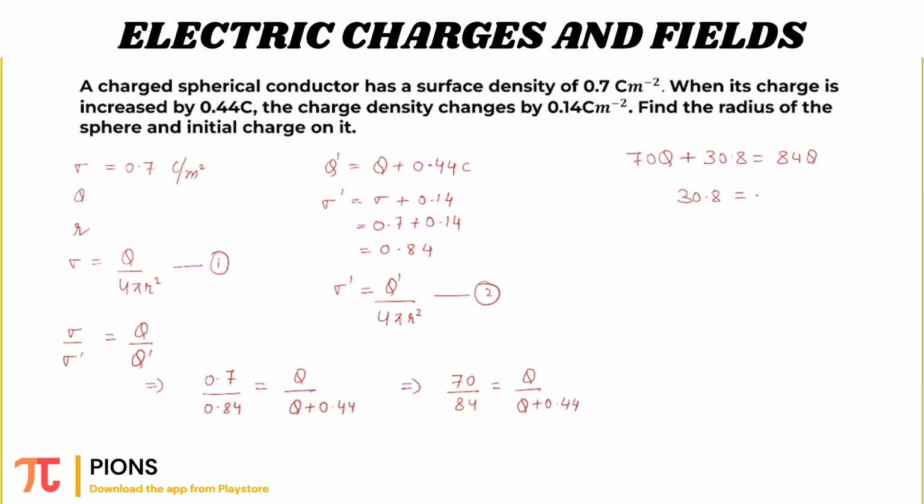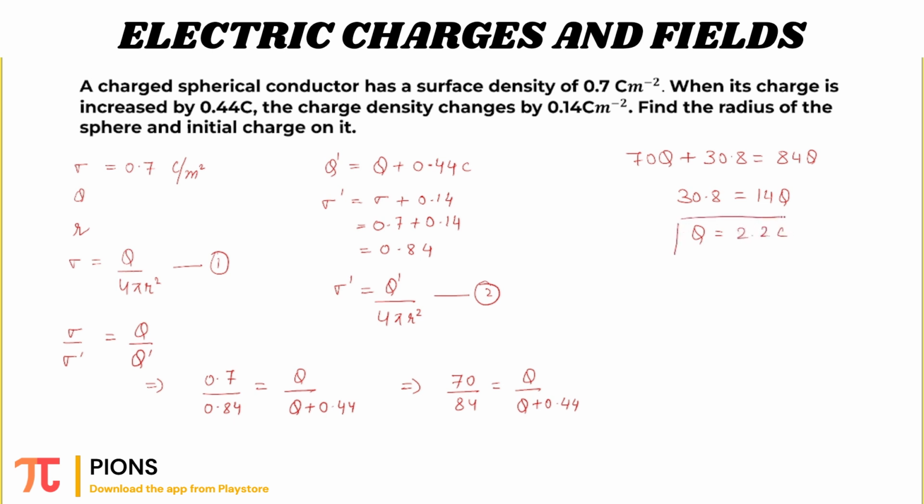That will be how much? It will be 14Q. So Q will be equals to nothing but 30.8 divided by 14, and that's our 2.2 Coulomb. That's our charge on the sphere. Initial charge on the sphere is 2.2 Coulomb.